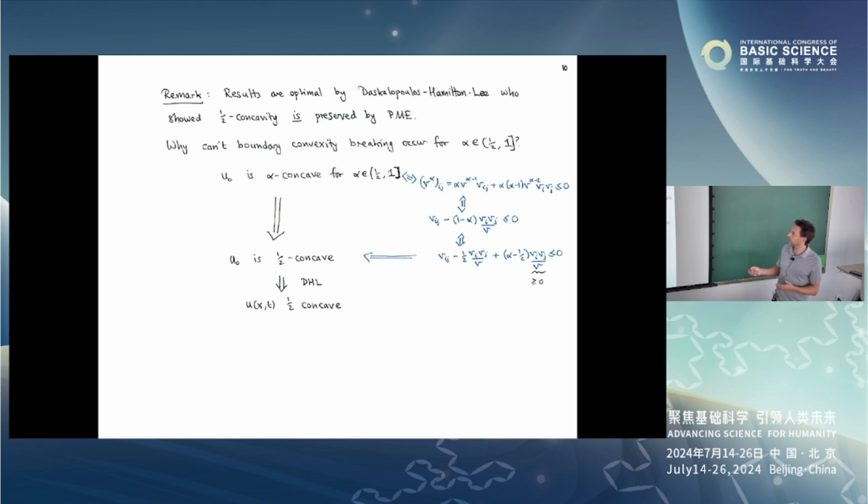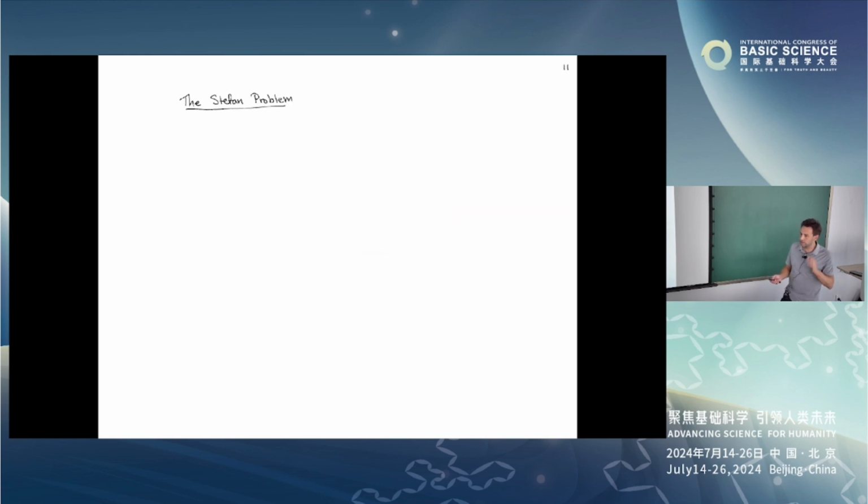But on the other hand, this result of Daskalopoulos, Hamilton, Lee shows that for later times, the solution will be 1/2 concave. But then that means that the set where there is gas, this capital omega T, is going to be convex. And that's because if you take any concave function, then the set where it's positive has to be convex. And so that's going to be true for U to the 1/2, and therefore it'll be true for U as well. Okay, so you can't have convexity breaking for alpha between 1/2 and 1, and that shows why our result is optimal.